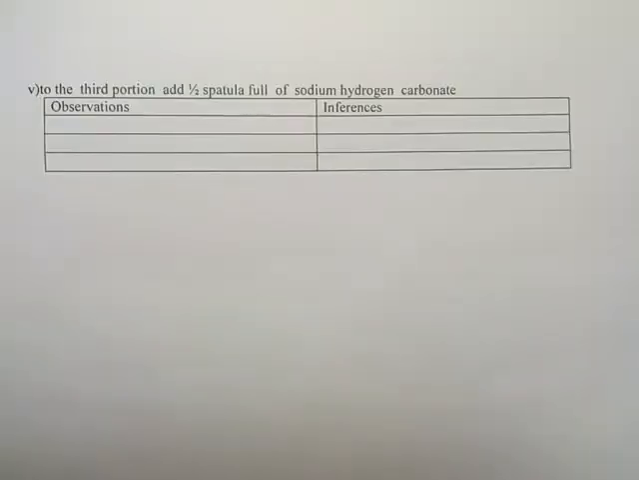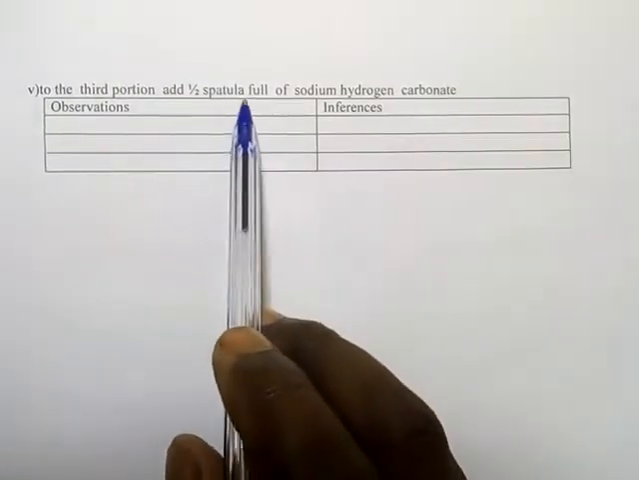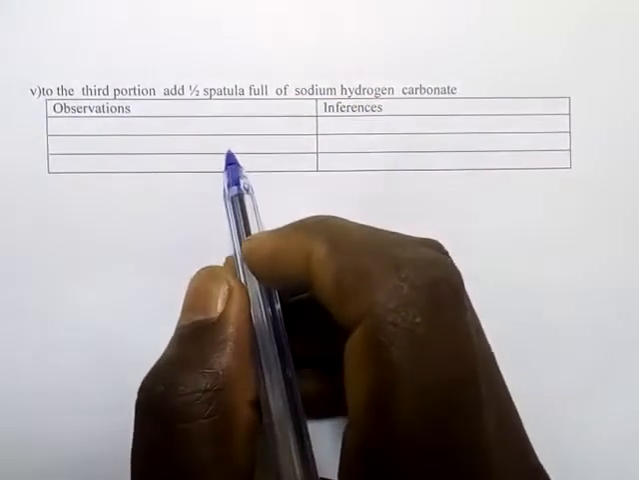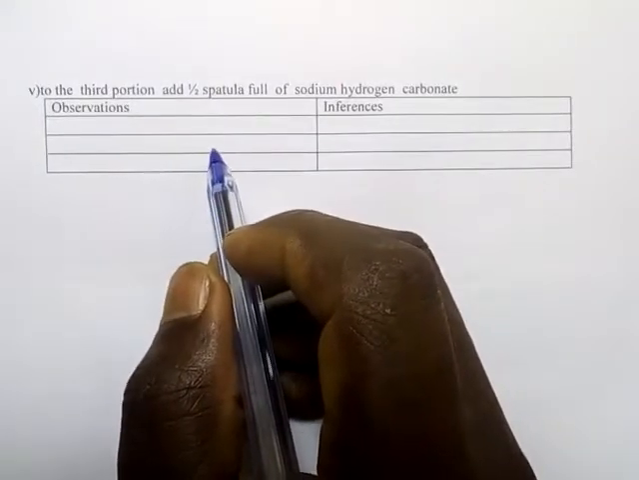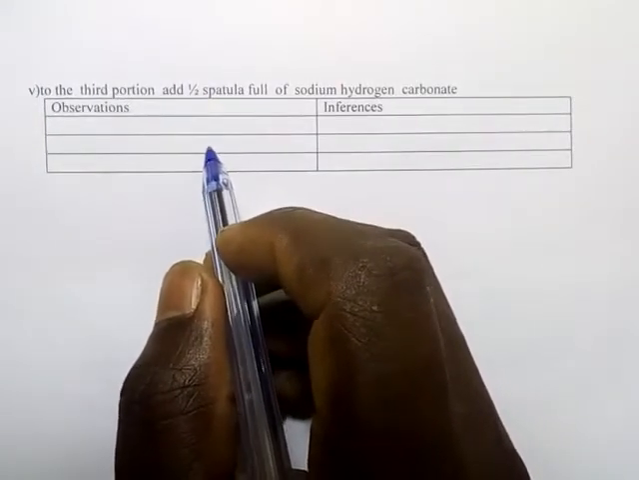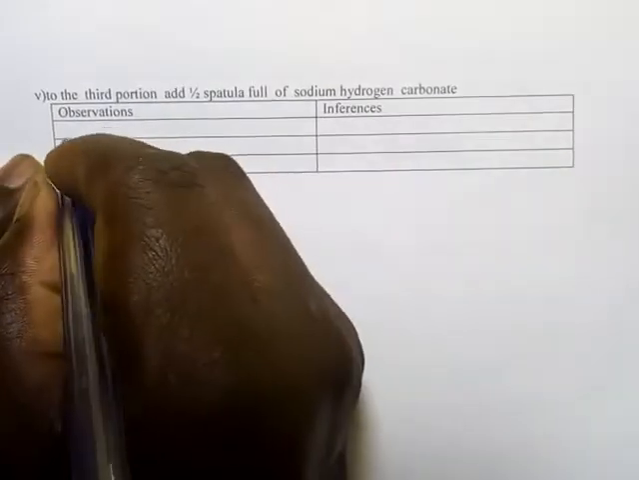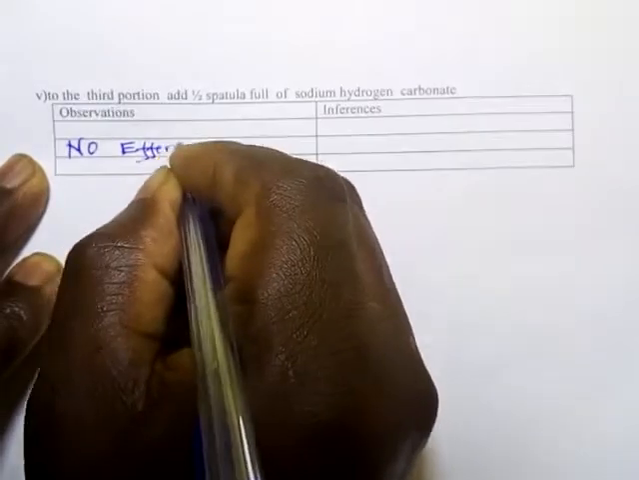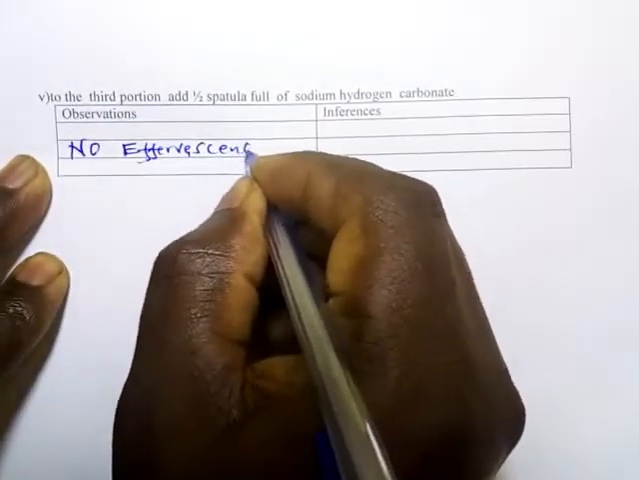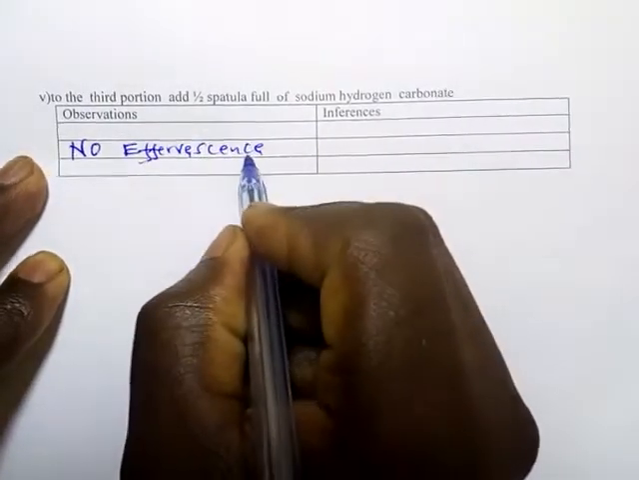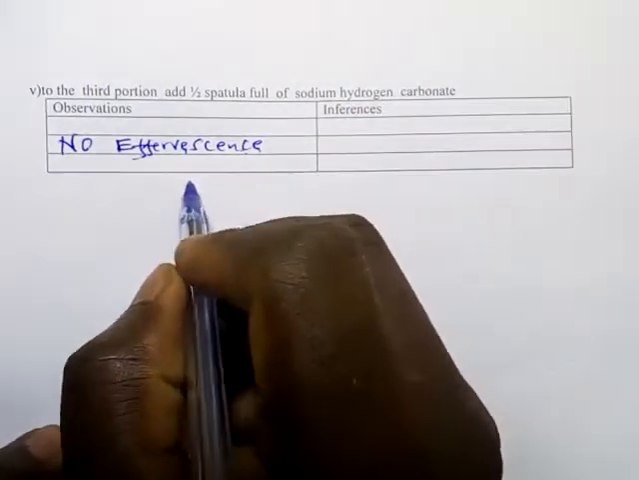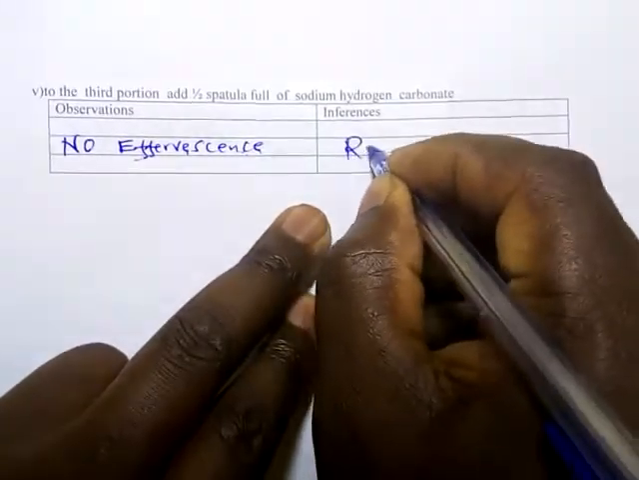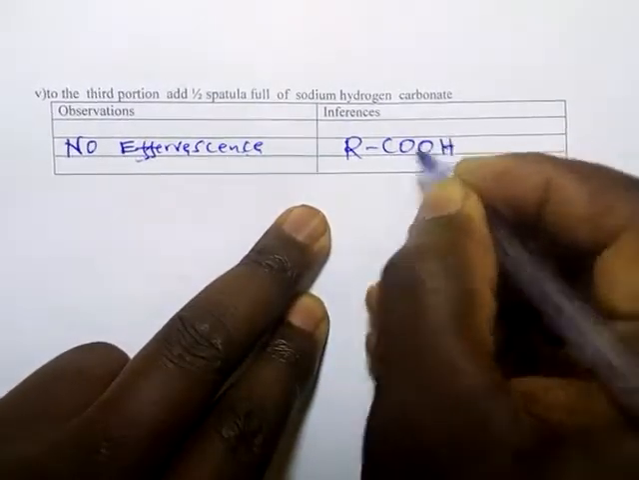Lastly, to the third portion, add a half spatula of sodium hydrogen carbonate. Then here we expect effervescence. If there is effervescence, you tell us. So here, no effervescence. If there is no effervescence, it means that the organic acid is not there. So you write that the functional group of organic acid is absent.